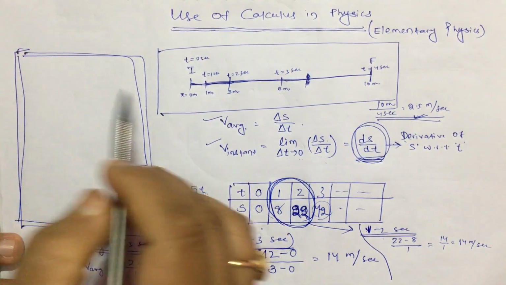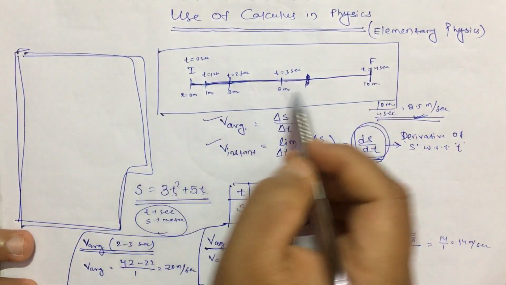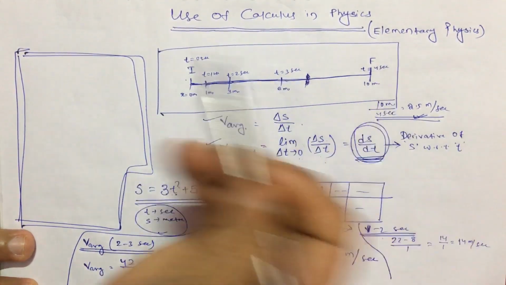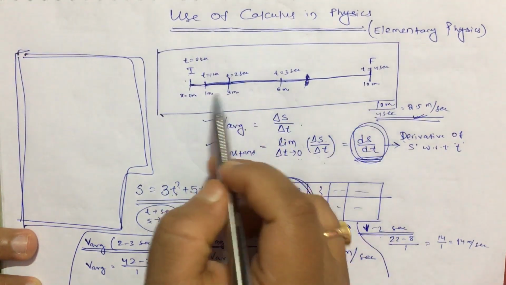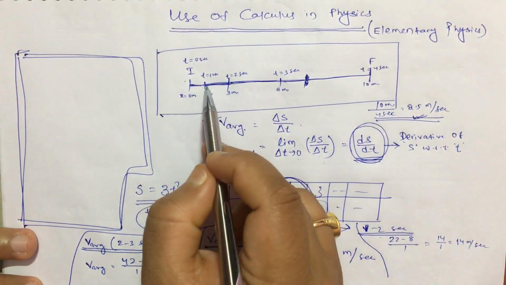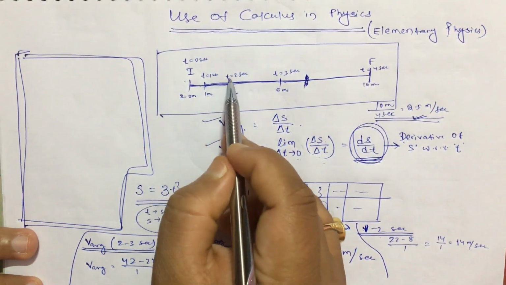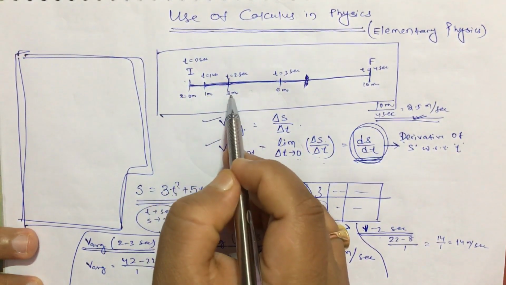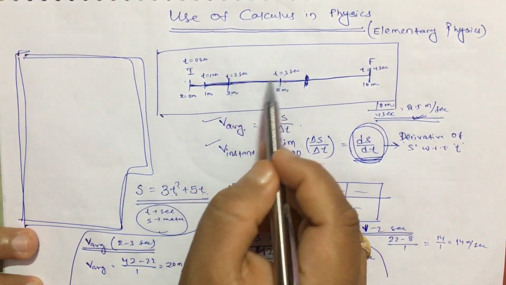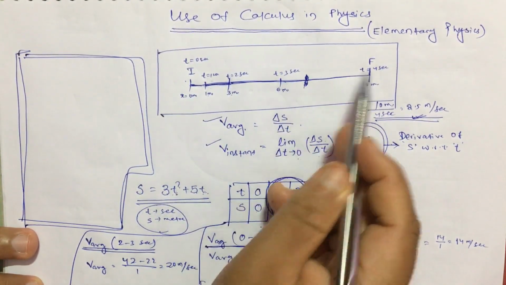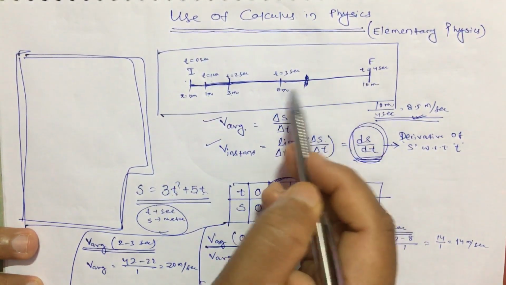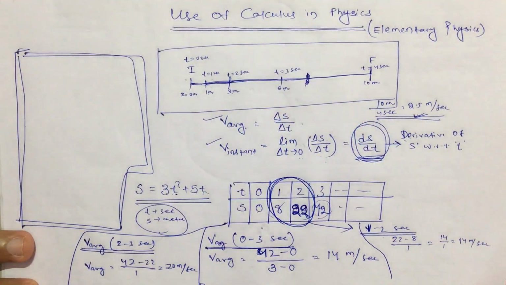So let an object be moving like this from an initial point to a final point in 4 seconds, and let the distance be 10 meter, but it was not moving uniformly. In the first second it traveled 1 meter, in the second second it traveled 2 meter, so the total was 3 meter. In the third second it traveled another 3 meter, so the total is 6 meter, like that. And in the last, 4th second it traveled 4 meter and the total was 10 meter.